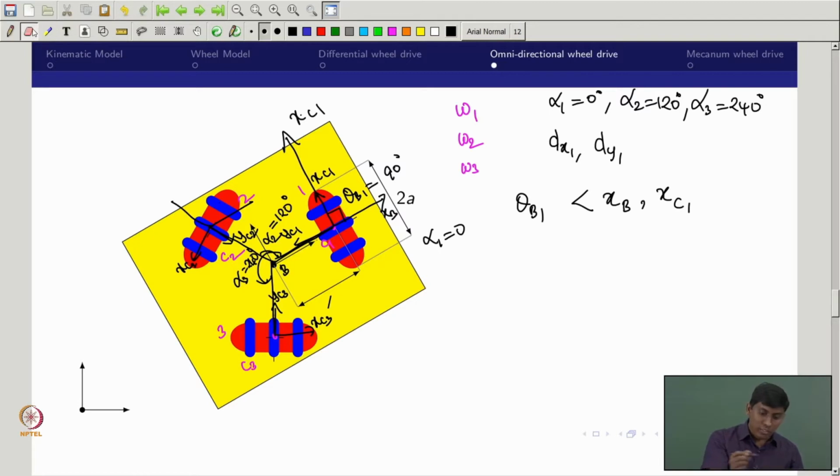I will just erase this. Now you can see this is the xb direction and this is the angle, which is alpha 2 plus 90. Similarly here, you always take counterclockwise as positive, in the sense alpha 3 plus 90°.